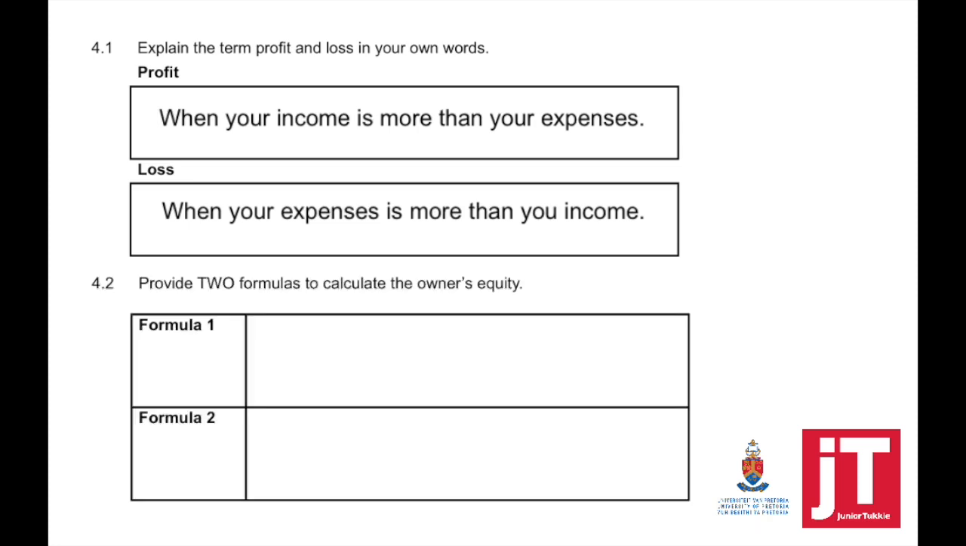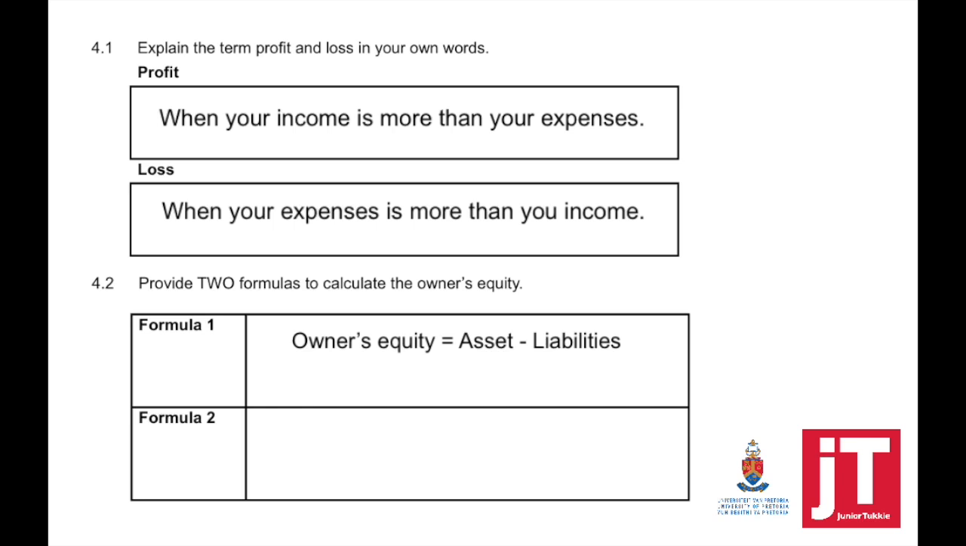Provide two formulas to calculate the owner's equity. So there are two ways in which we can calculate this. One, our owner's equity equals assets minus liabilities. Please remember, when we're talking about the accounting equation, it means that the left-hand side should be equal to the right-hand side. It's an equation. So there are different ways in which it can be expressed.